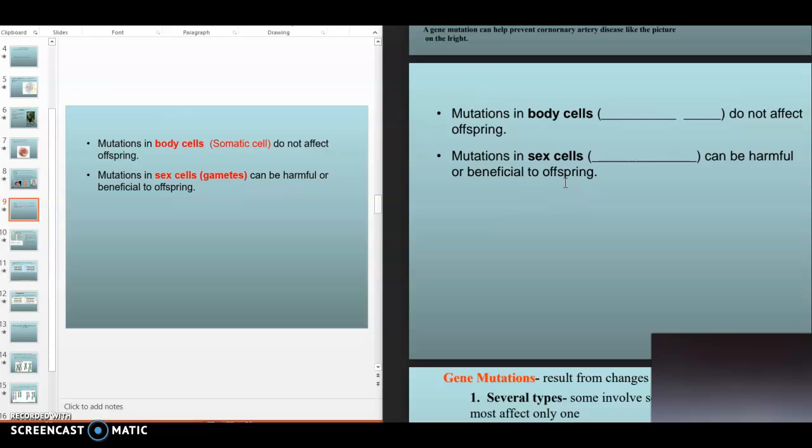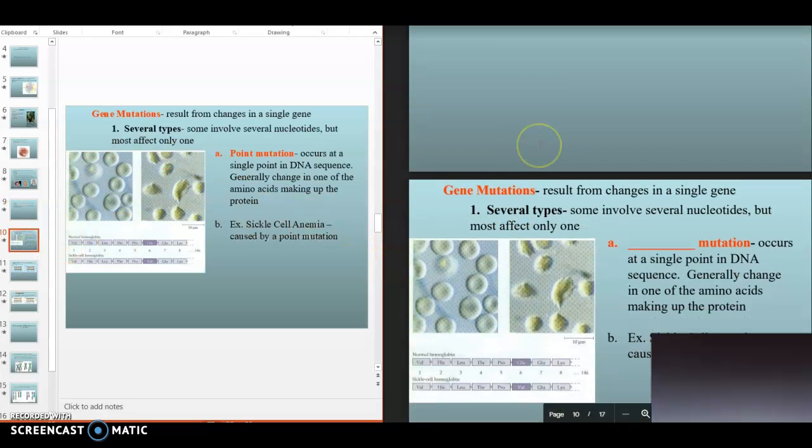Somatic cells are body cells. Any somatic cell is any cell that is not sperm, an egg, or pollen. That's a somatic cell. Okay, moving on to the next slide here.